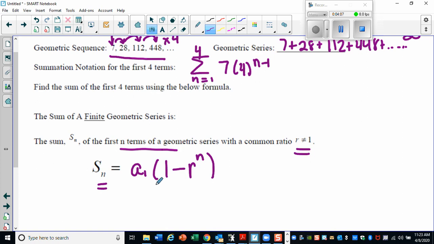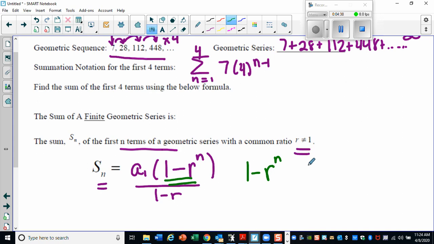That's the number of terms that you're adding, all divided by 1 minus r. So the tricky part here is on your graphing calculator, just making sure you do the order of operations correctly. Make sure you're plugging that into your calculator correctly. So I would do 1 minus your ratio all raised to your n value, then multiply it by your a sub 1, then divide it by 1 minus r. So just make sure you're doing that correctly.